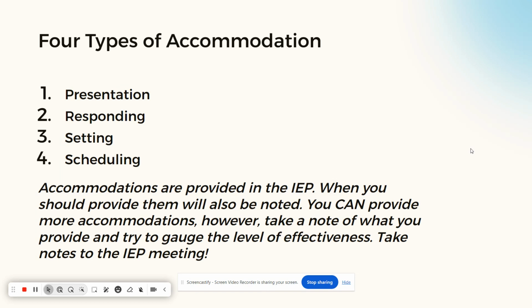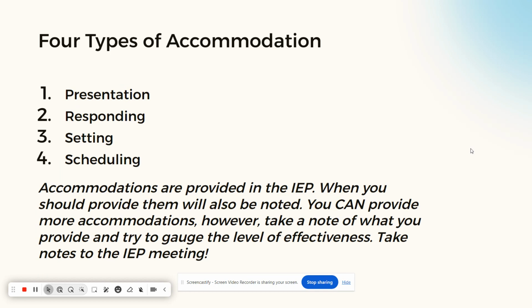And the last one is scheduling, and this is looking at time demands and schedules. Oftentimes, the accommodation you will see that relates to this is extended time during tests or classroom assignments. That's a very common one. Sometimes students just need a little bit of extra thinking time, or if they struggle with writing, they might need time to just be able to get their thoughts out and write it out effectively. So again, these are changes that don't change the underlying or overall goal and objective.